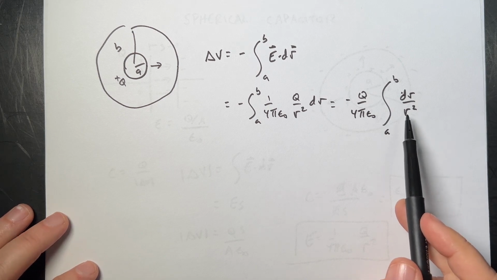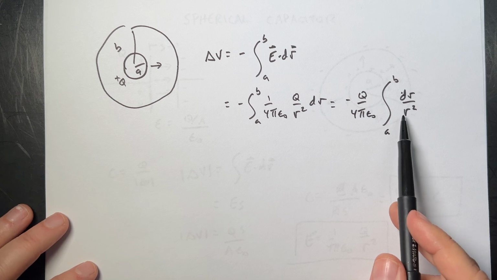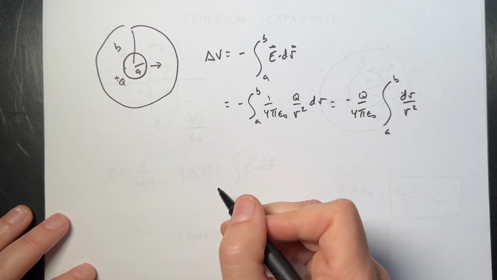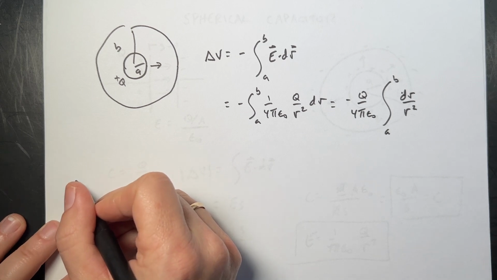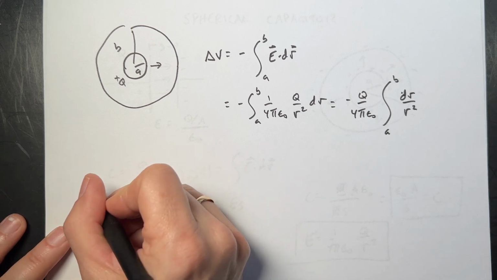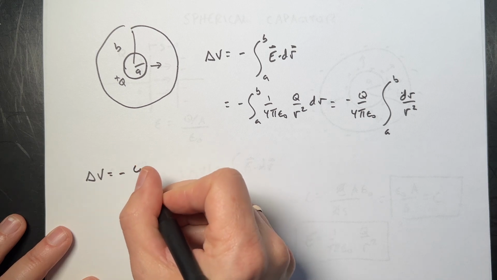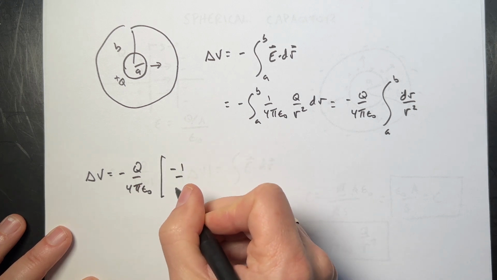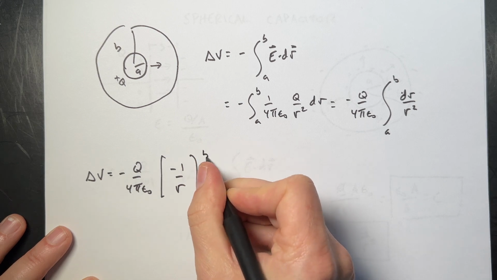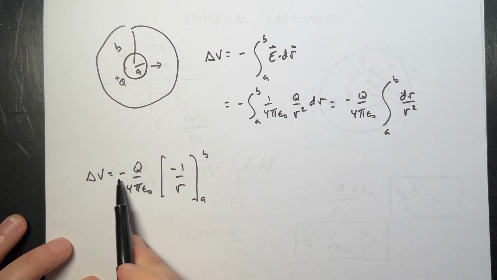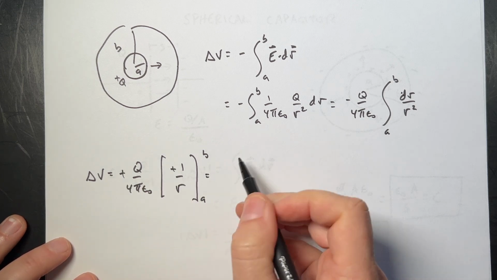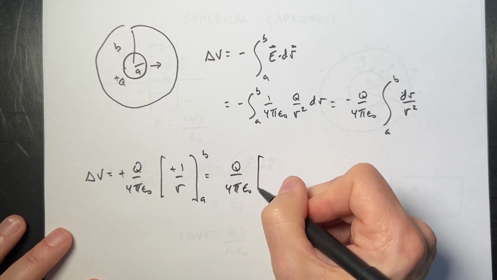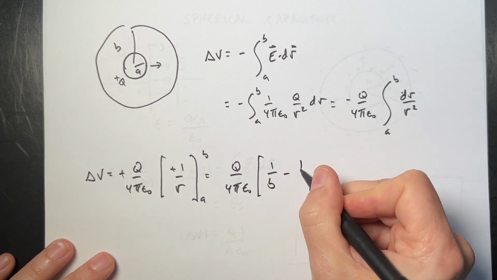This isn't too bad, right? If we integrate, we add 1 to the power. This is r to the negative 2. If I add 1 to that, I get r to the negative 1, but then I have to divide by negative 1. So I get delta V is negative Q over 4 pi epsilon naught, and then negative 1 over R from A to B. Well, there's the negative sign there, there's the negative sign there. I'll cancel those, and I get Q over 4 pi epsilon naught. Then I have 1 over B minus 1 over A.